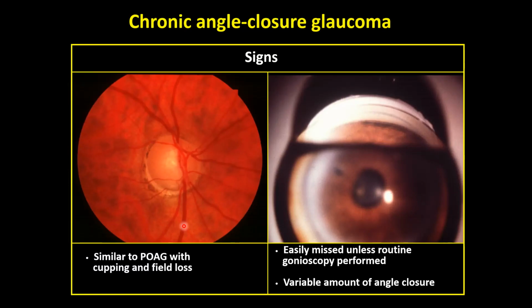Now, chronic angle closure glaucoma is similar to primary open angle glaucoma, but if you do gonioscopy, you will see that the whole of the angle is closed, unlike open angle glaucoma. That's why the treatment is the same. That is, in chronic angle glaucoma, again you will need trabeculectomy, forming an artificial passage between the anterior chamber and the subconjunctival space. Thank you very much.